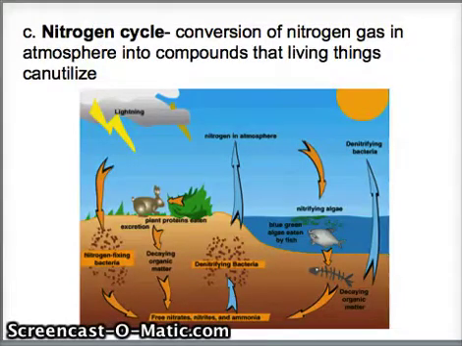The nitrogen cycle converts nitrogen gas in the atmosphere into compounds that living things can utilize. So, nitrogen that's found in the atmosphere is not usable to us. So, there's a lot of processes involved here. There are nitrifying algae, there are what we call nitrogen fixing bacteria, and different types of organisms like that that will take this nitrogen that we can't use.